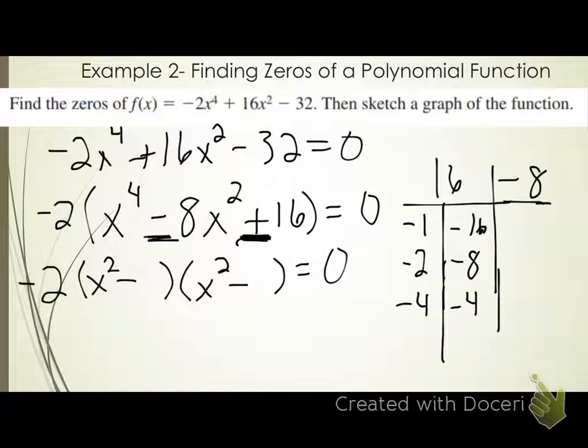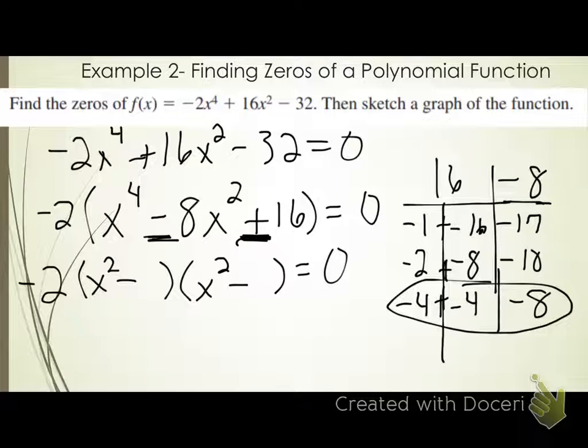There are not. So let's go ahead and add across our rows. What's negative 1 plus negative 16? Negative 17. Negative 2 plus negative 8. Negative 10. Negative 4 plus negative 4. Negative 8. So which two numbers is it? Negative 4, negative 4. Circle it on your t-chart. Fill it into your parentheses.